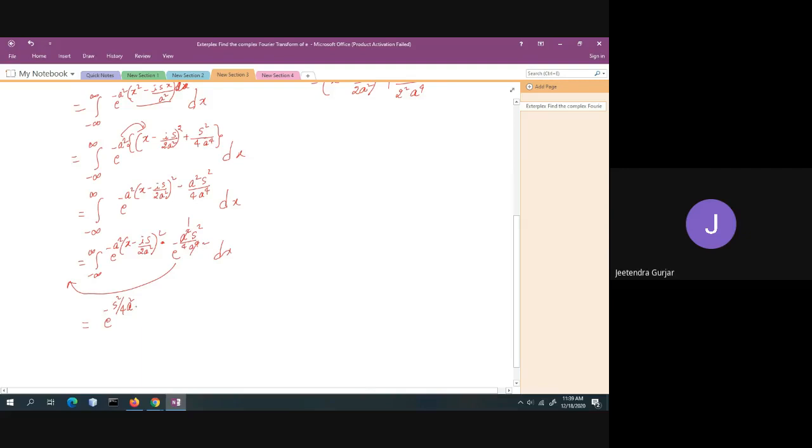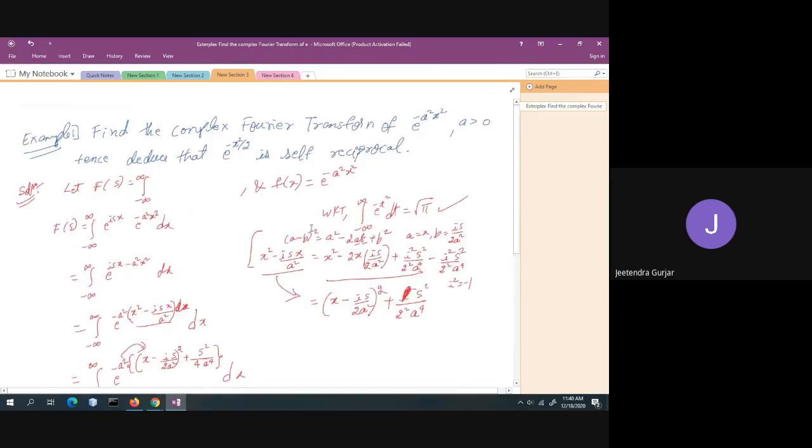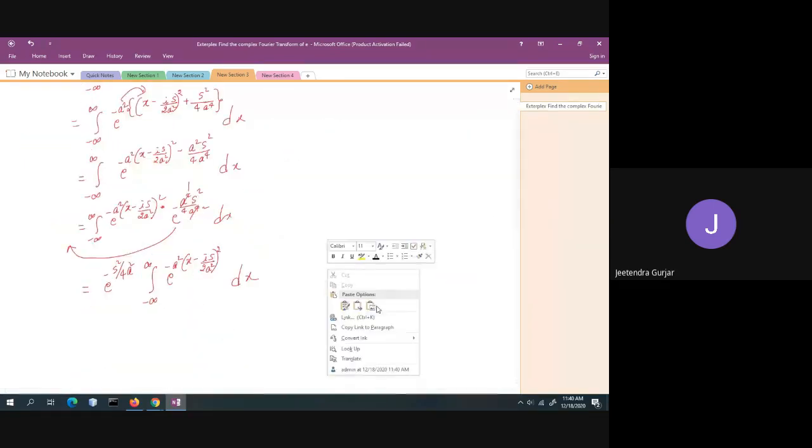Next, continue. Integration minus infinity to infinity e raised to minus a square x minus i s upon 2a square, the whole square, dx. Now you can see, yes students, you can compare this equation. Yes, we know this equation, it is exactly the same. Only thing, I have to substitute the values. There is paste, control V. You can see this formula, we have brought it in this form, right?